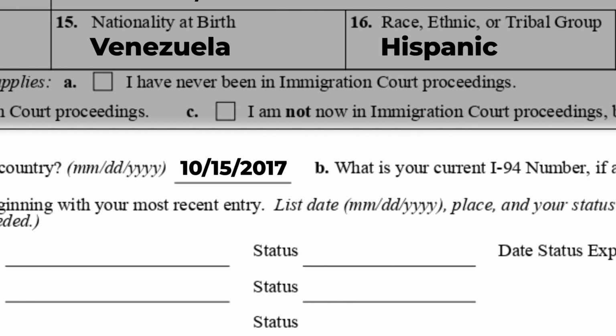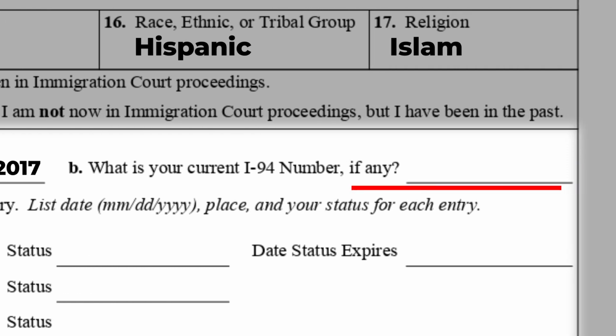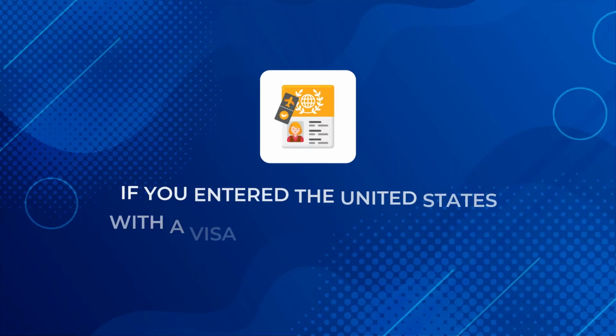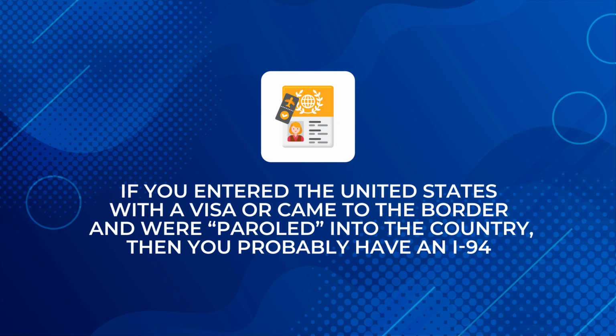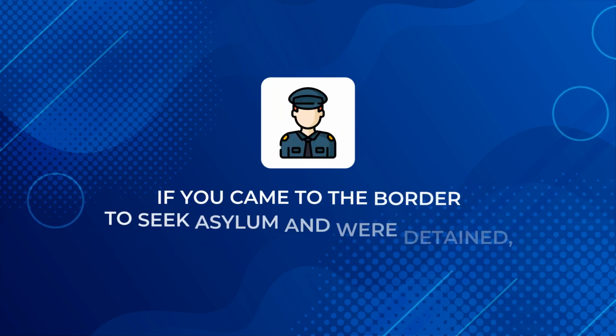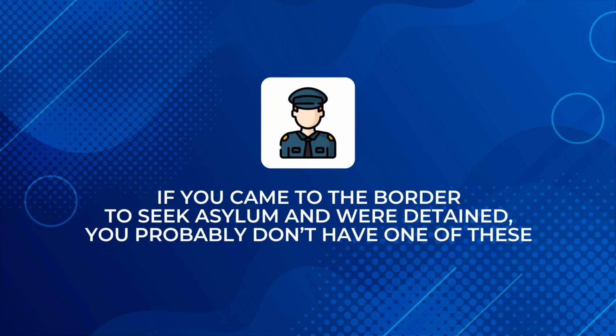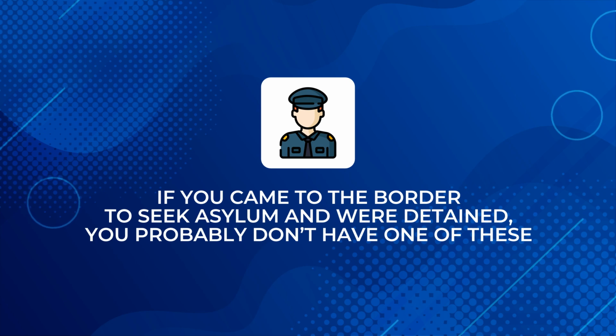Now, let's talk about subpart B, which says, what is your current I-94 number, if any? Let me explain what this is asking for. If you entered the United States with a visa or came to the border and were paroled into the country, then you probably have an I-94. Sometimes this is just issued electronically, but sometimes people are given a little white card called an I-94 arrival and departure record. If you came to the border to seek asylum and were detained, you probably don't have one of these cards or the corresponding I-94 record. But again, if you were paroled in, you could have one.